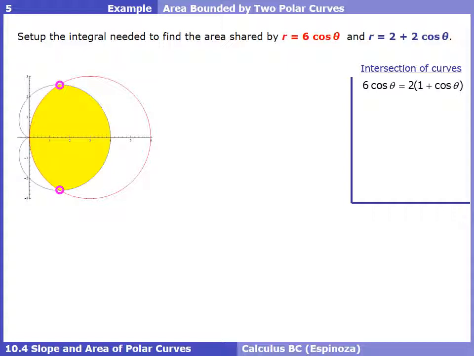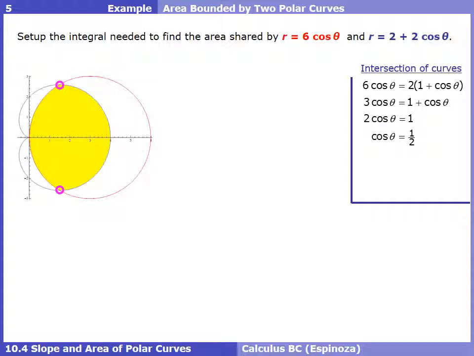Luckily, to find the intersection of two polar graphs, it's the same idea as finding the intersection between two regular xy graphs. We're going to set them equal to each other and solve. So what we can do is take the 2 that I factored out from our 2 plus 2 cosine theta equation and divide it to the other side to get 3 cosine theta equals 1 plus cosine theta. If I subtract cosine theta from both sides, 3 cosine theta minus 1 cosine theta is 2 cosine theta, and that's equal to 1. If we divide both sides by 2, it's a not too bad equation to solve, pretty straightforward.